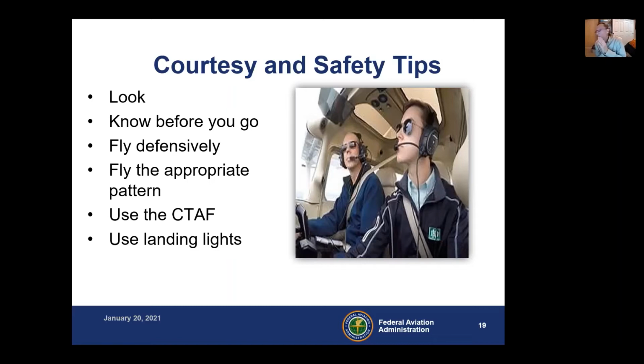So in summary, always operate in the safest manner possible. Look, know before you go, review traffic patterns, communicate intentions on CTAF, and use those landing lights even during daylight hours. I was an air traffic controller, and I'll tell you what, in Arizona, when you would see airplanes on a 5-mile final with landing lights, they were readily visible. If the landing lights were not on, it was pretty tough to see those aircraft.